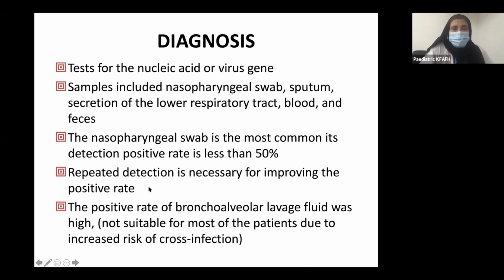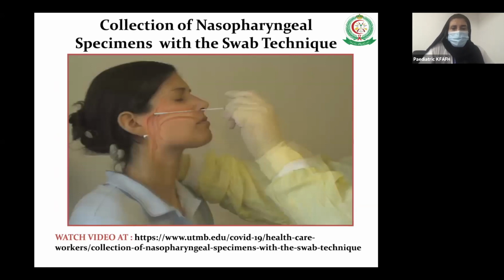And how do we detect the virus? We detect it with the PCR through a nasopharyngeal swab, sputum, or bronchoalveolar lavage fluid, which is more likely to detect a higher rate of positives. But overall, the nasopharyngeal swab is like 50% positivity, and this is how it's being done.